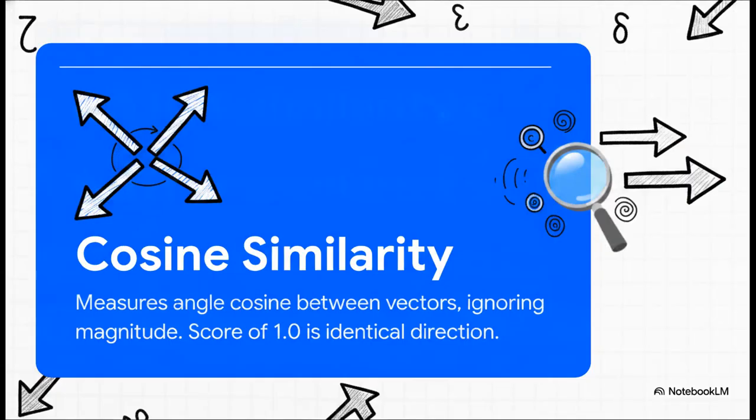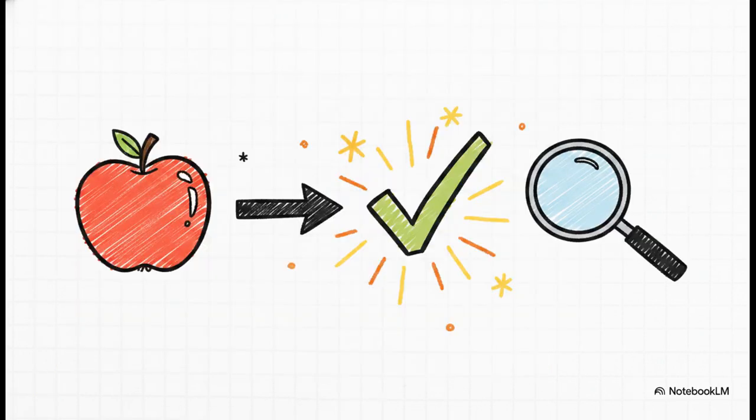To compare our user's query against the database documents, we use a geometric equation called cosine similarity. It measures the cosine of the angle between the two vectors. And what's fantastic about this metric is that it completely ignores the magnitude or the length of the vector. It only cares about the direction. A score of 1.0 means they point in the exact same semantic direction. When we run the numbers, dividing the dot product by the vector magnitudes, our sweet, crisp fruit query and the apple vector result in an incredible 99.1% match.